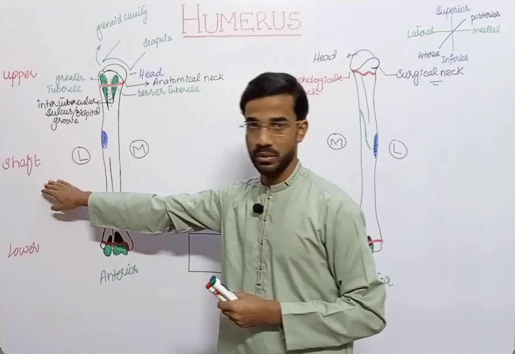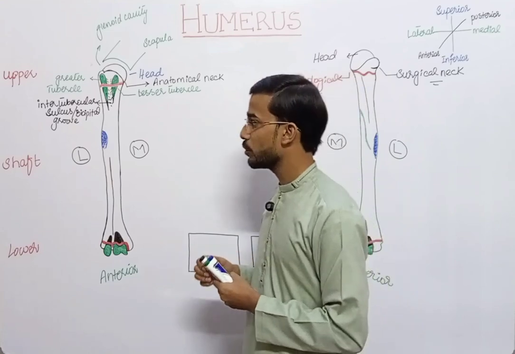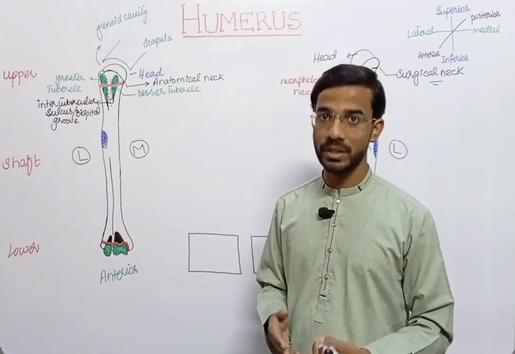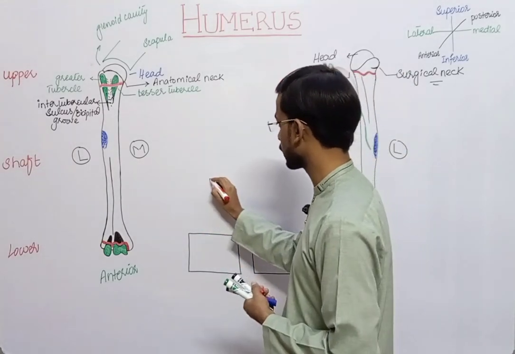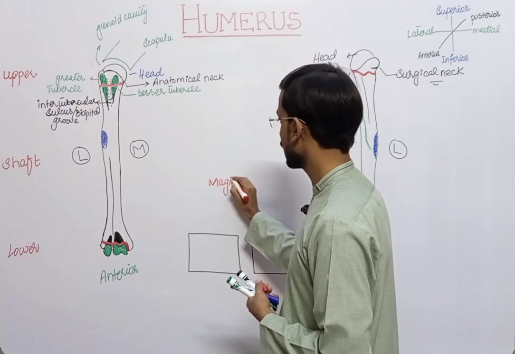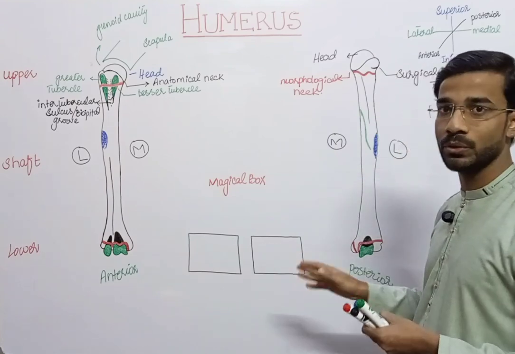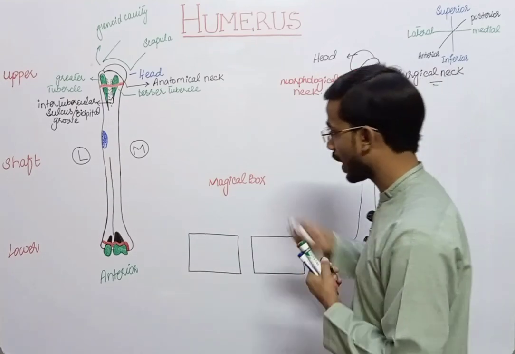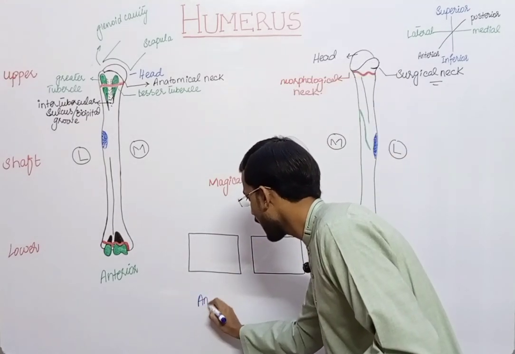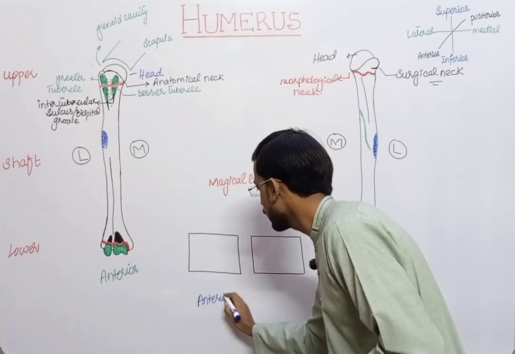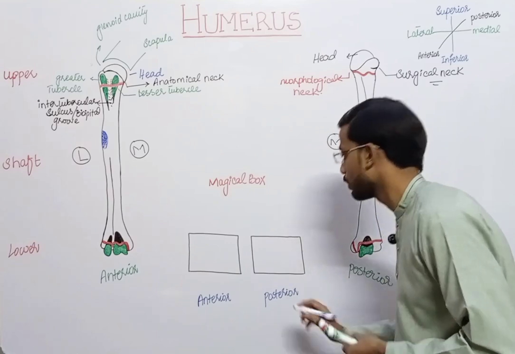Next is the shaft, which is the middle part of the humerus. We divide the shaft into three borders and three surfaces. We will discuss the shaft according to the magical boxes. Here you can see two boxes. This is the anterior view of the box, and this is the posterior view of the box.